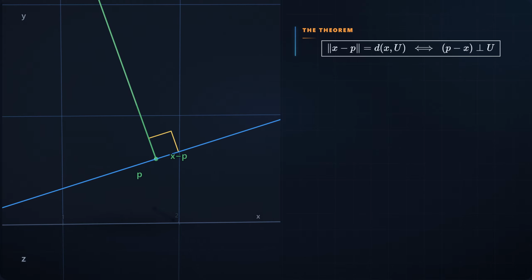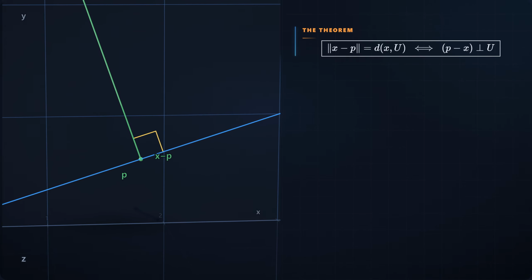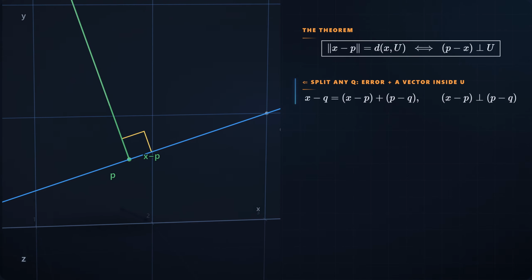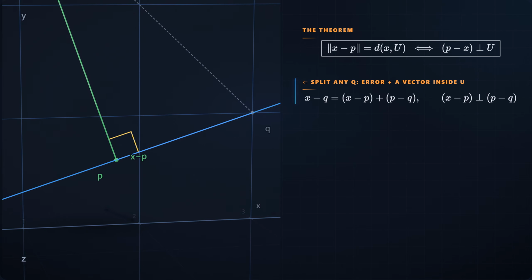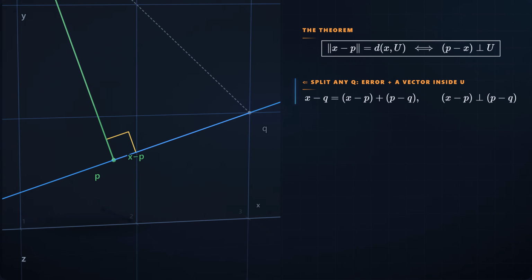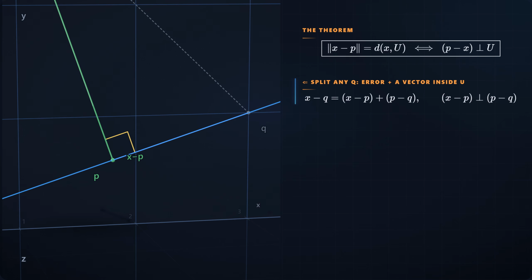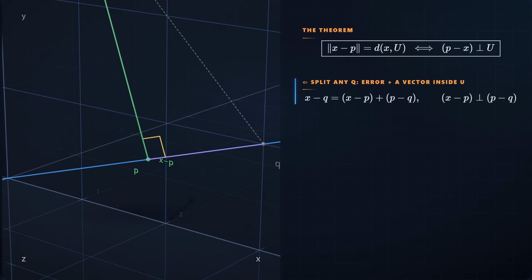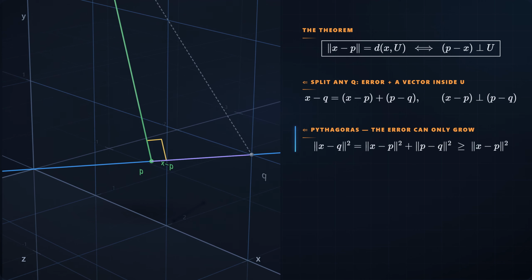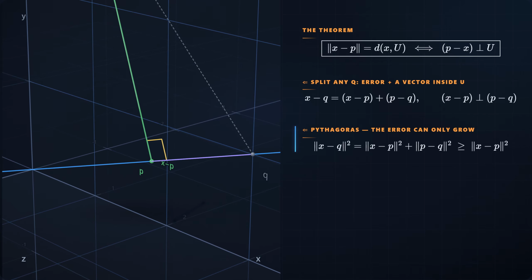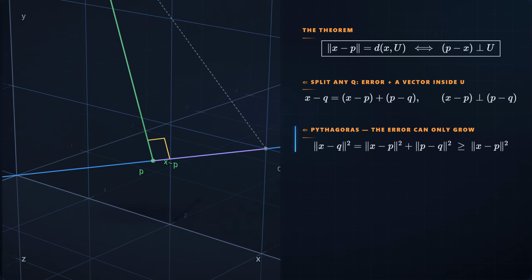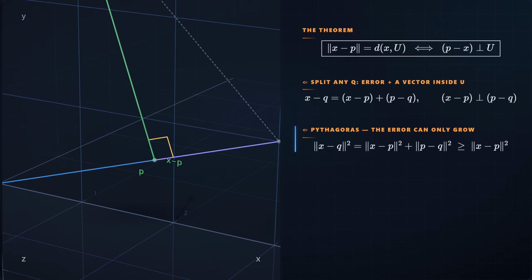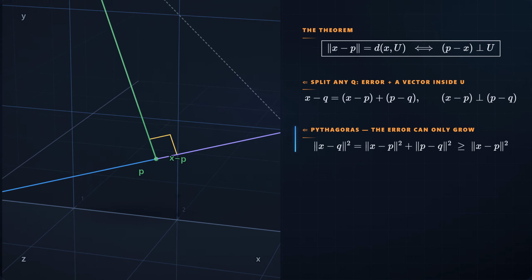Two directions to prove. Start with the easy, satisfying one, the arrow. Assume the error is perpendicular to U, and take any other point Q in U. Split X minus Q into the error X minus P plus P minus Q, which lies inside U. And since the error is perpendicular to everything in U, it's perpendicular to that second piece specifically. Exactly. So those two pieces are the legs of a right angle, and Pythagoras applies. The distance to Q squared equals the error squared plus the P to Q squared. That extra term is never negative, so Q is never closer than P. Done, P wins. That's the reverse direction.